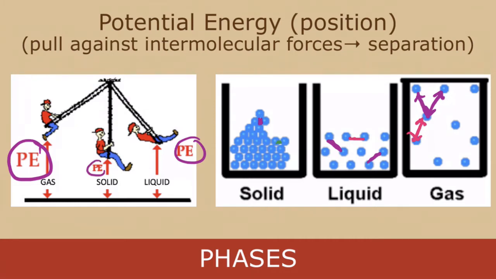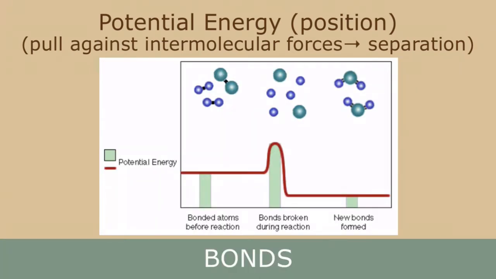Just like the person on the swing, when he's not really angled back and just above the ground, he doesn't really have much potential energy in the middle. But as he swings a little bit further, it's like the liquid has some potential energy, and then when he's really high up in the air, his potential energy is much greater, and this is just like the gas. Phases are one form of potential energy, and the other potential energy is bonds.